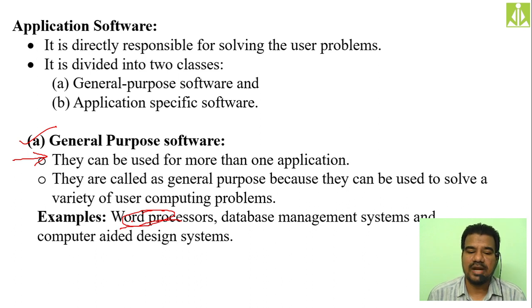And the computer aided design system, CAD. Civil people and mechanical people will understand this one. So a CAD application can be used to design many different things. It can be used to design a house. It can be used to design the plumbing structure and the electrical structure.